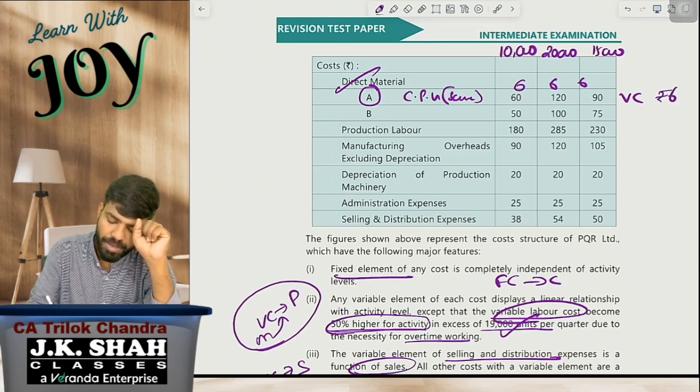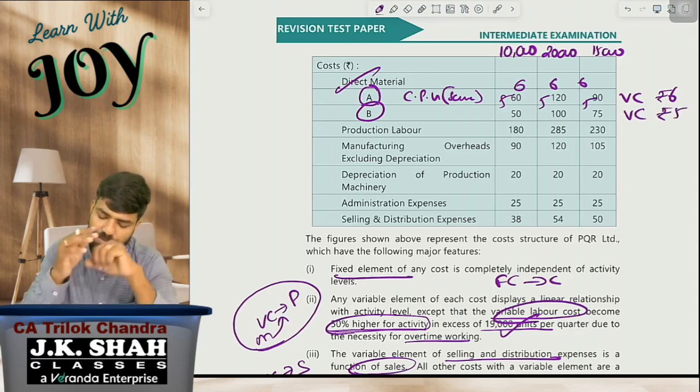Next, Material B: 50,000 divided by 10,000 is 5. 1 lakh divided by 20,000 is 5. 75,000 divided by 15,000 is 5. So it is also a variable cost, and it will also remain the same, 5.